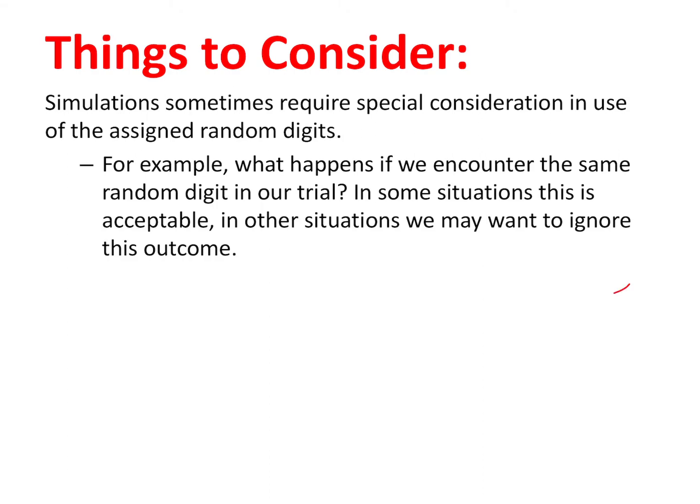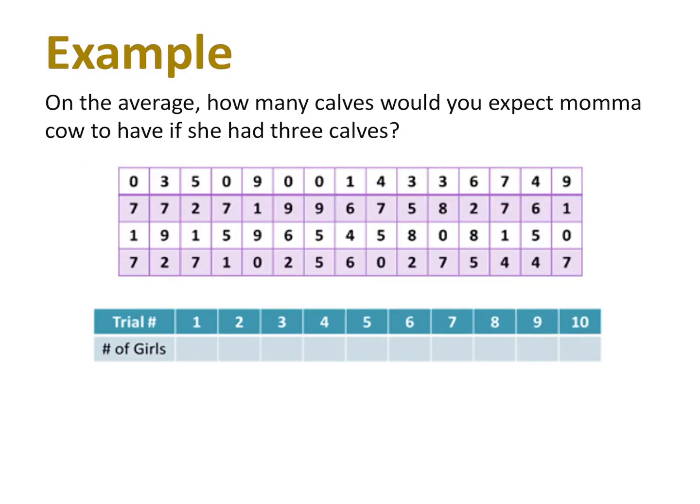So you're going to have to make sure when you're explaining things that you state whether or not you can repeat a number or not, just depending on what the situation has. So we are going to look at an example right here. And our example is, on average, how many calves would you expect Mama Cow to have if she had 3 calves? So again, this is on average, which means it's in the long run on what is happening.